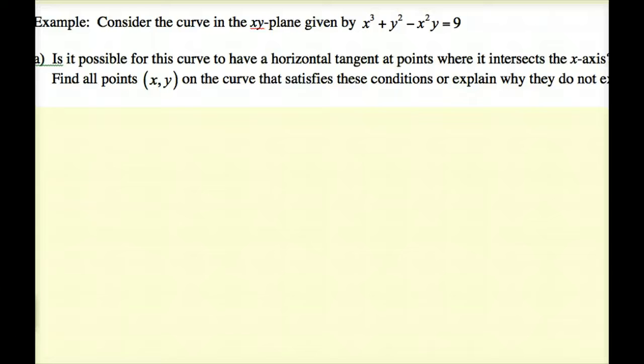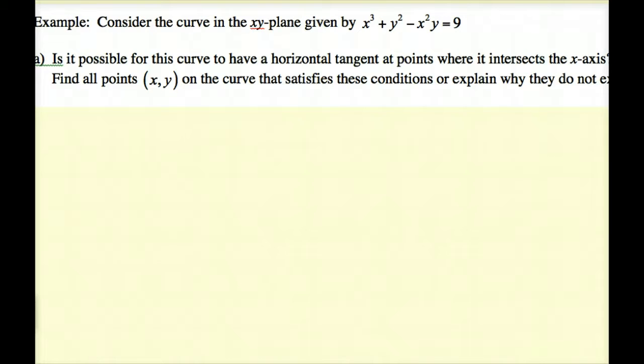This is the final video for implicit differentiation. This is implicit differentiation part 5. So this is one other way you'll see where we can take our dy dx's and then solve for different kinds of problems. So this says, consider the curve that's given.